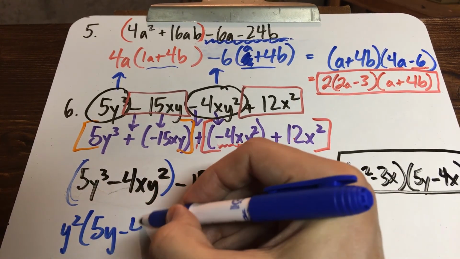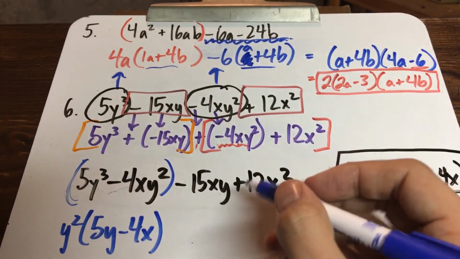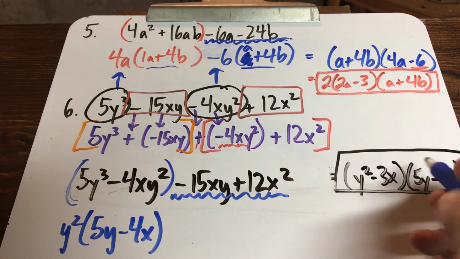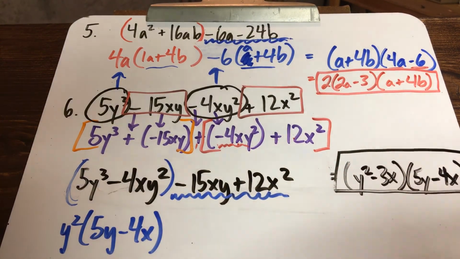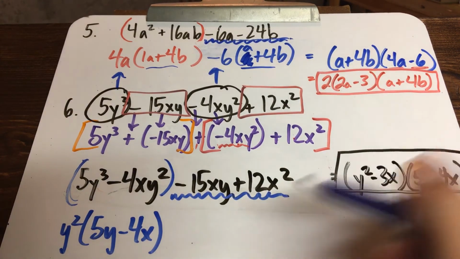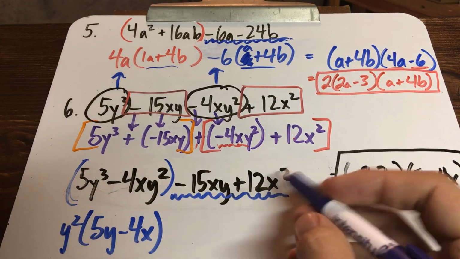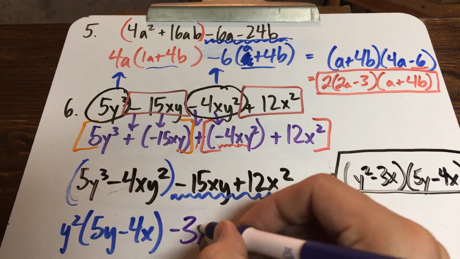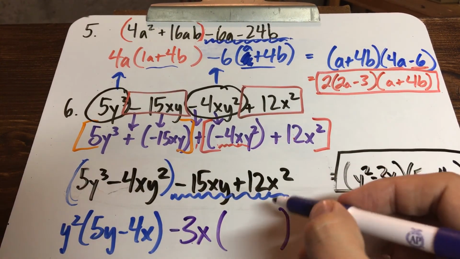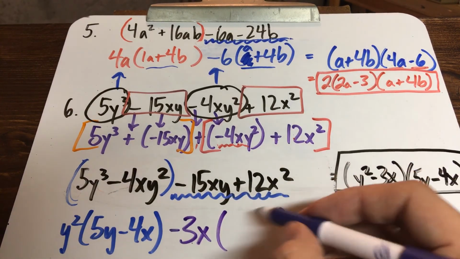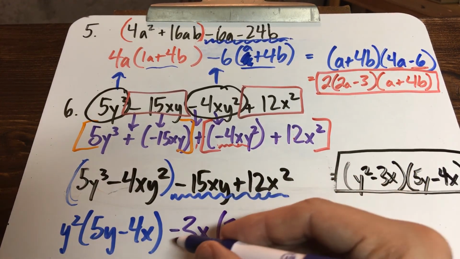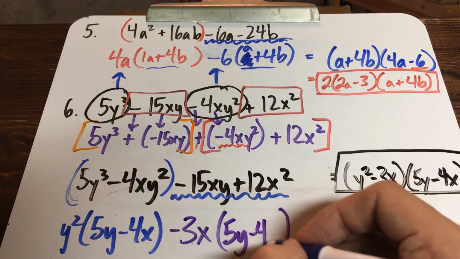5y minus 4x. On this one, it's a little more complicated because you have this minus sign. So I'm not just going to divide them by 3. I'm going to divide it by negative 3 because both these numbers could go into negative 3. Oh, and they both have an x. So I'm going to divide it by negative 3, and I'm going to take away an x, and I'm going to see what's left over. Negative 15 divided by negative 3 is 5. And then positive 12 divided by negative 3 is negative 4.